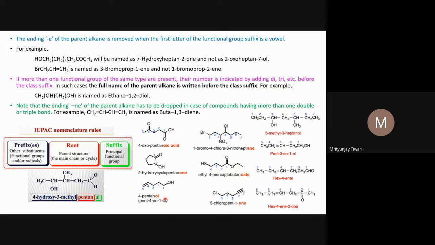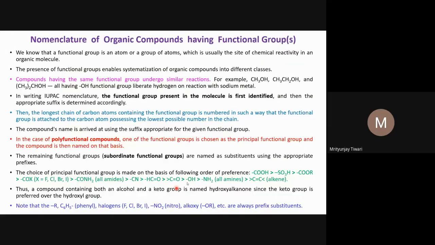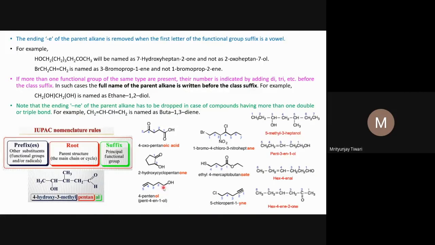Now in this compound, two functional groups are there, one, two, three, four, five, and as we know, the OH group gets priority over the double bond. As you see in this priority order, the OH group is more reactive than the double bond. So the numbering will start from this carbon atom, so that we give the carbon atom containing the OH group the lowest number. So one, two, three, four, five. So we'll go from this end.